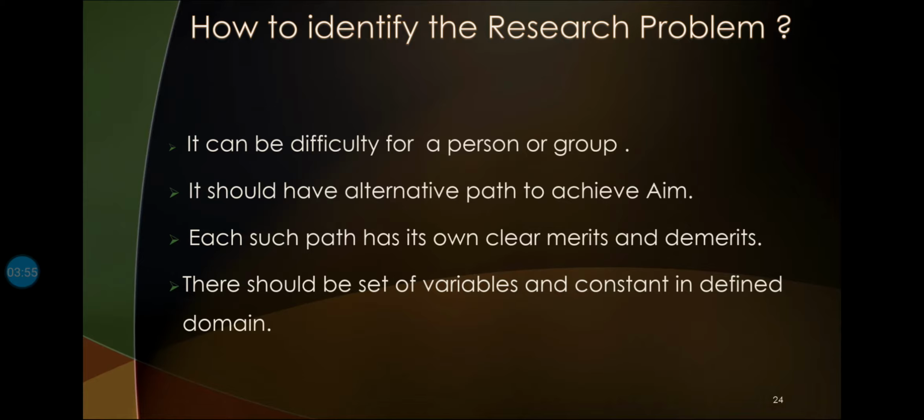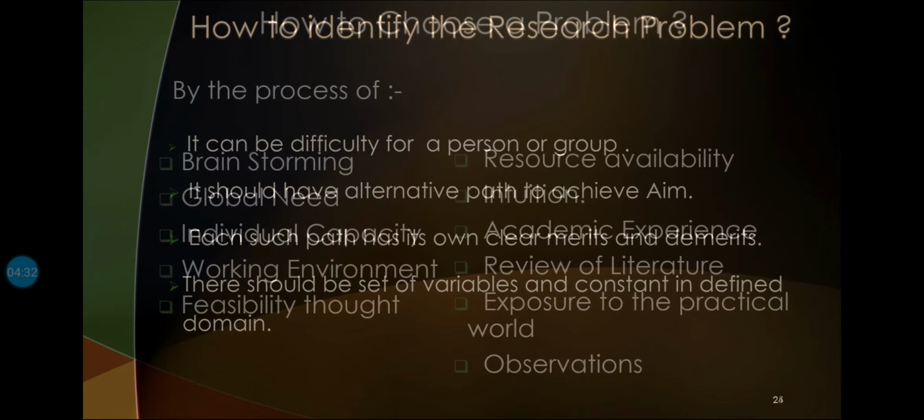There should be a set of variables and the constant in defined domain. It means that if you want to do a particular research work, you should be aware of the things you want to find out. Now, the things which do not change in your research work can be termed as constant, whereas the things which will change or vary will be termed as variables. As well as you should know for what specific conditions you want to do, for what group of people you want to do, for what experimental setup you want to do, that is called as domain.